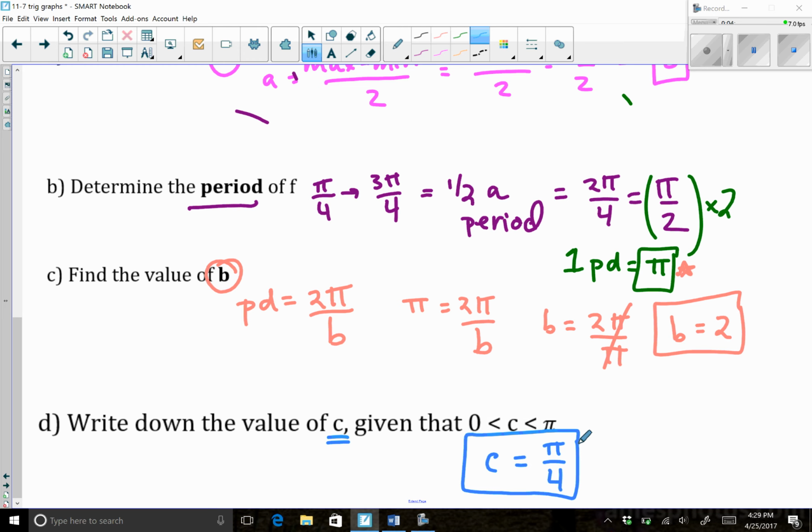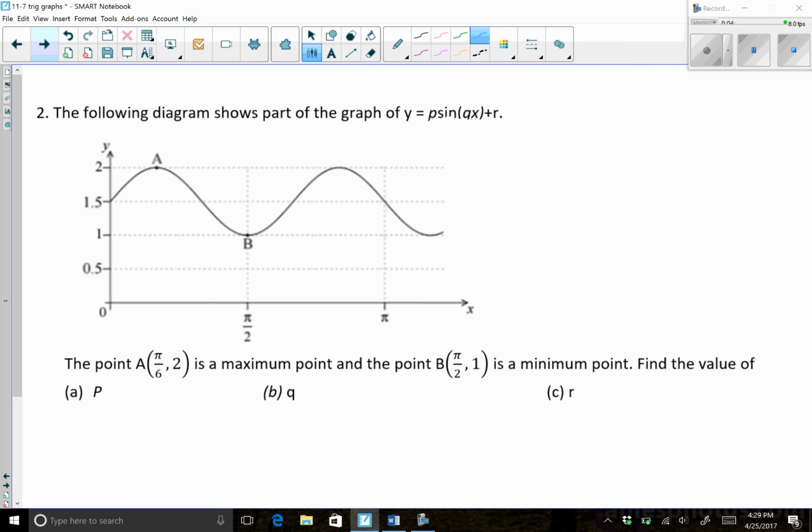If you're still a little stuck, I'll try one more example on the next page. So if you flip over, I'll do number 2. If not, continue working, keep up the good work, and talk to me in class tomorrow if you have any questions.